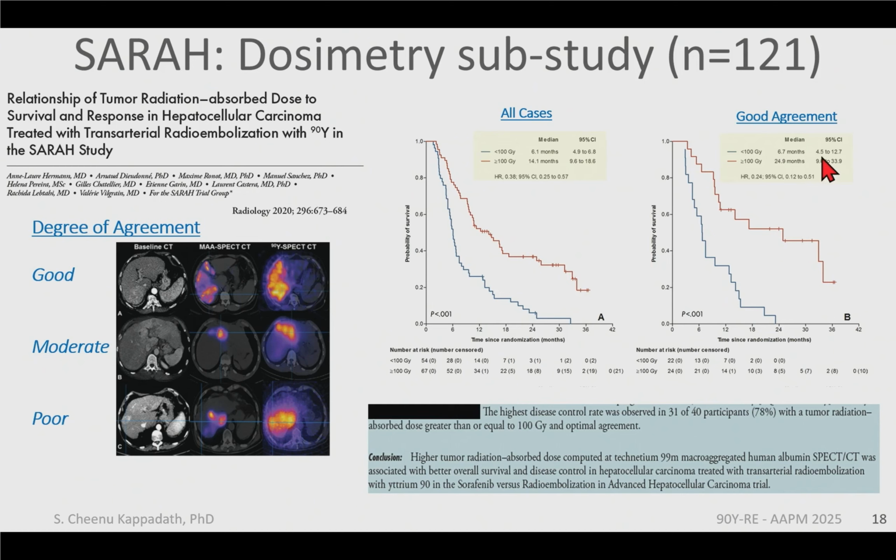So if you look at now 100 gray and those that had good treatment, that means you treated where you should have treated, look at the difference. 7 months and 25 months difference in OS, right? So massive difference, right? Unfortunately, this was retrospectively done. They didn't prospectively design it in the study. But this is one example that shows that if you give enough radiation and you give the right location, you can get good outcome in overall survival.